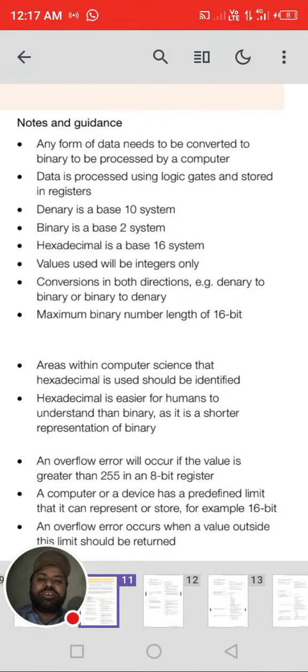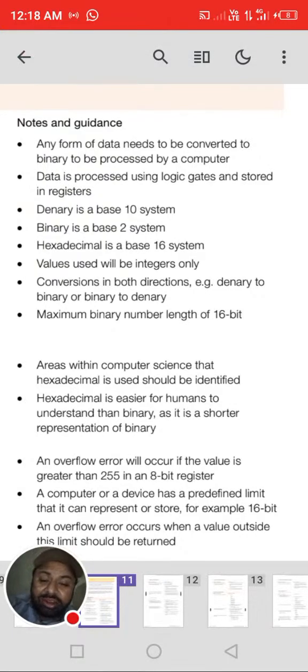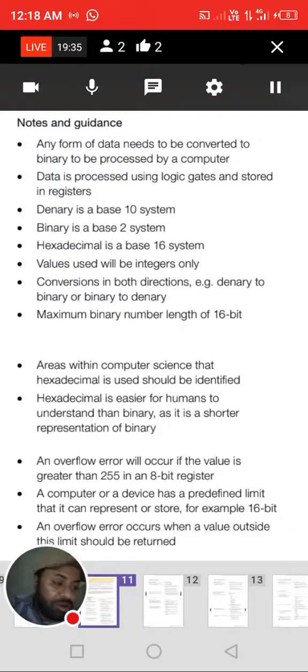And data is processed using logic gates, stored, and held in registers. Yes, once again, a very important concept. First of all, a computer can understand the language of 0 and 1. Dear students, listen carefully: a computer can understand only the language of 0 and 1. It cannot understand any other language. When we press A, B, C, or 1, 2, 3, it cannot understand them directly.